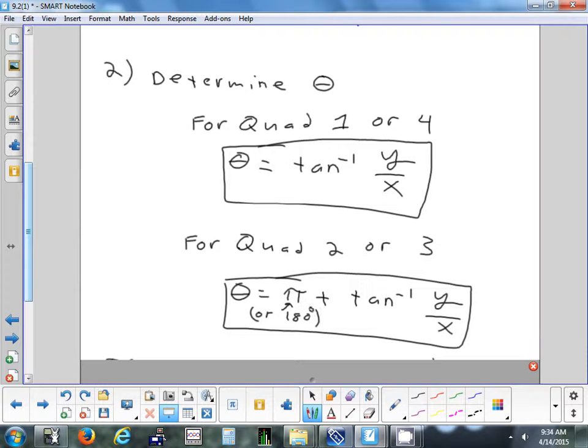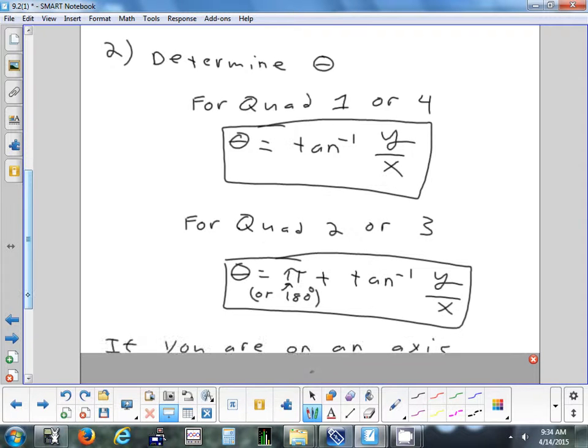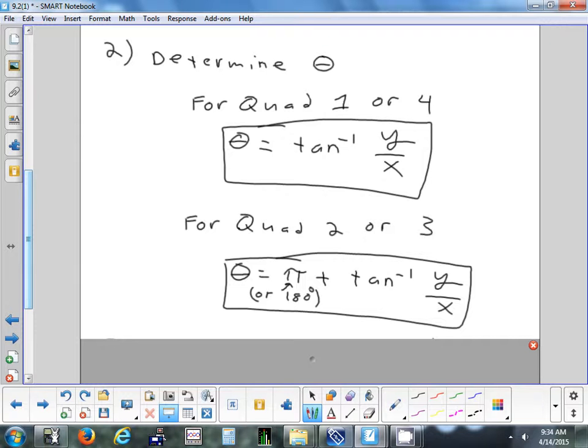What that does is it basically shifts the answers 180 degrees over. So instead of being on the right half, quadrants 1 and 4, now we're on the left half, quadrants 2 and 3. So now we have a formula if the angle is in quadrants 1, 2, 3, or 4.